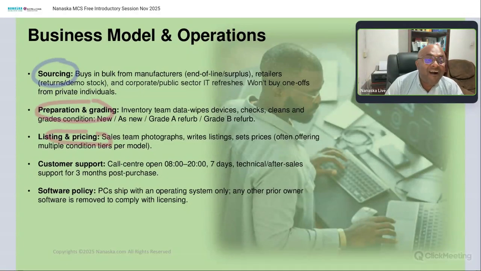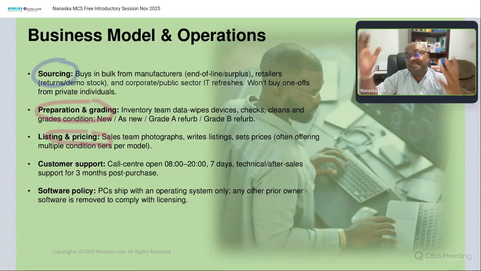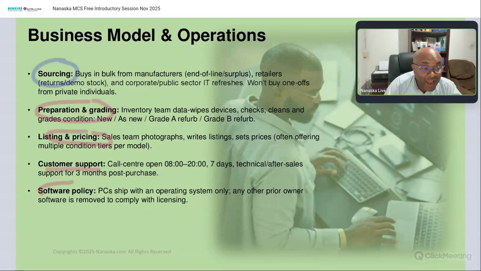Listing and pricing. We take nice pictures, write a description about it. We list on our site, because all the sales are happening through the website. Set the prices. Customer support center is available. They can call from 8 to 20 in the evening, 7 days, and we give a 3 months warranty for them as well. Software policy.